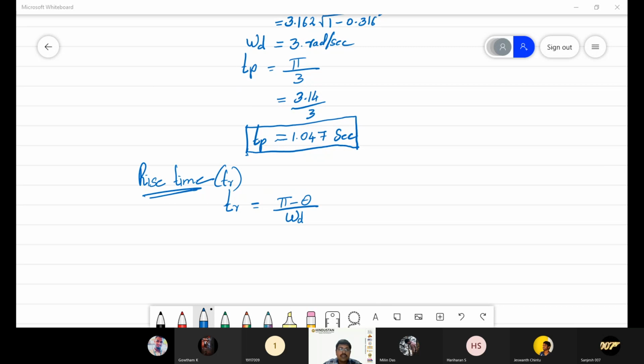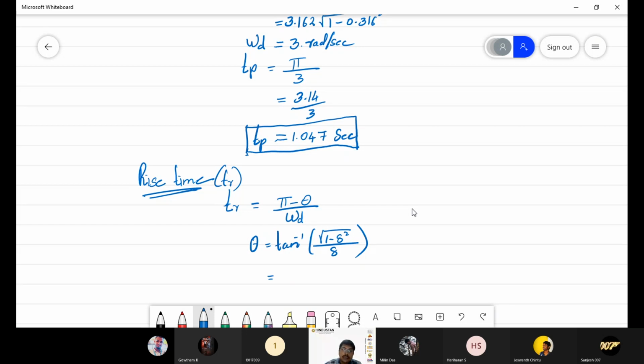So I am substituting the value of theta here. That is, theta is equal to tan inverse of root of 1 minus del square divided by del. Therefore we can find the value of theta by using that.